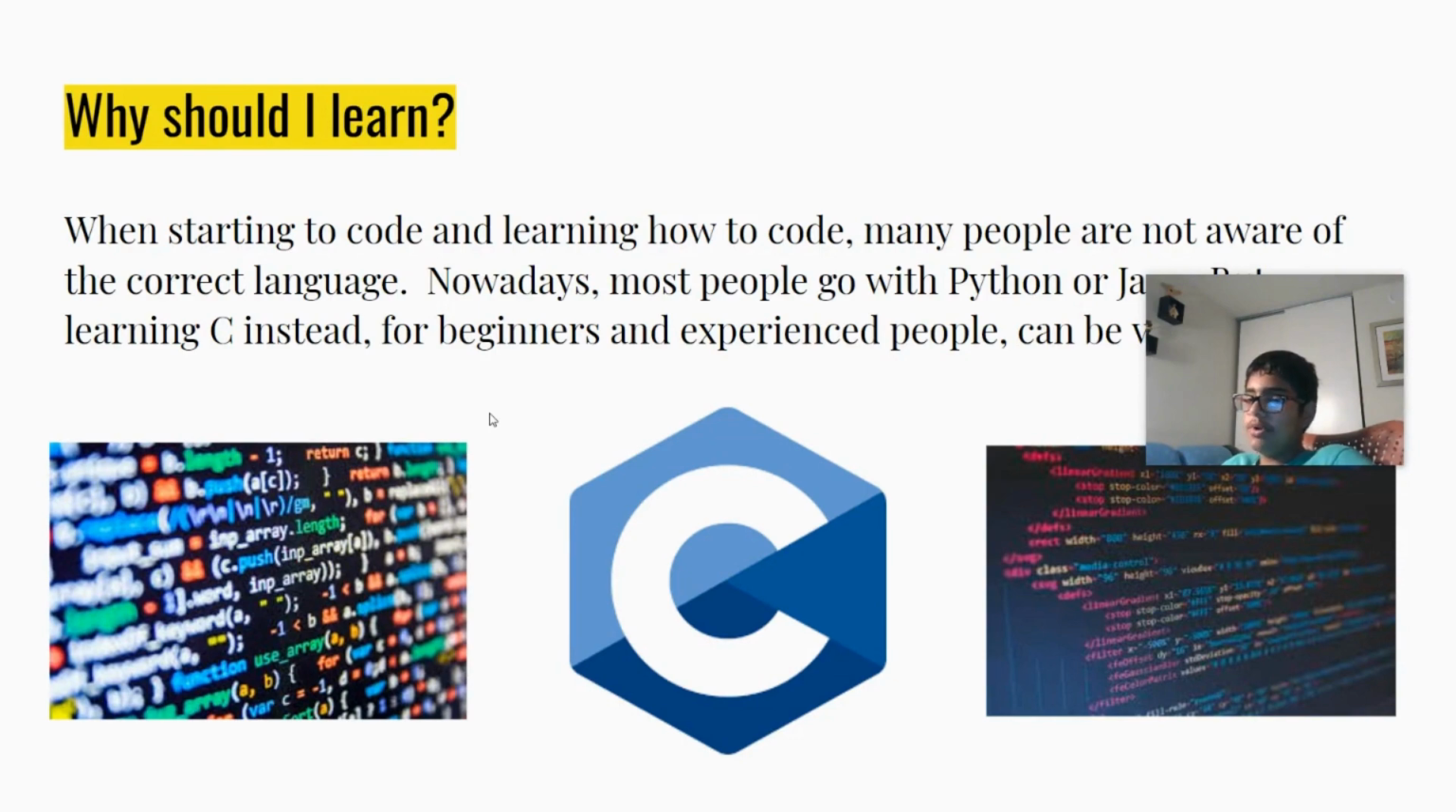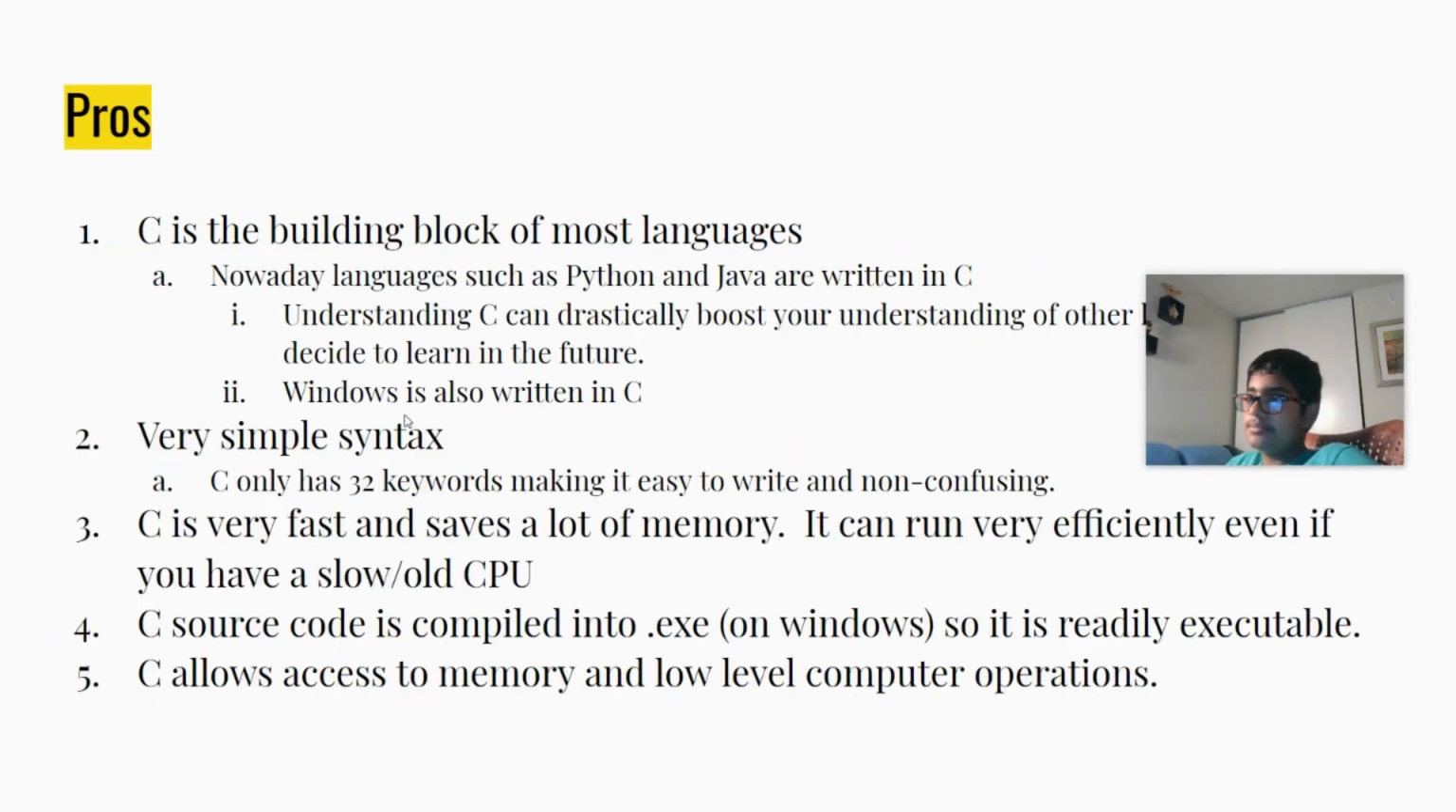There are also many pros that come with the language C. Some of the pros are that number one, C is the building block of many languages. Newly emerging powerful languages like Python and Java are all written in C. So once you learn C, not only will you be able to learn how to code, you'll also be able to completely look into the roots of these languages and deeply understand how they work.